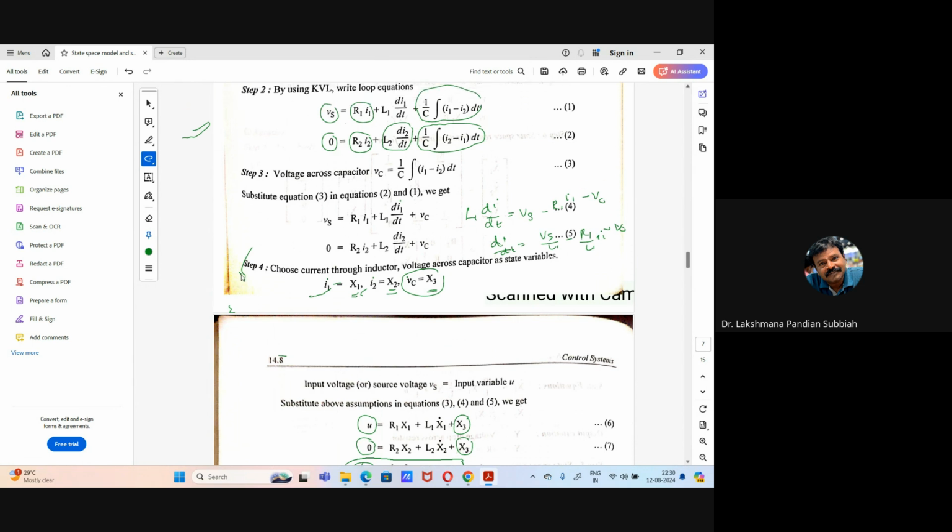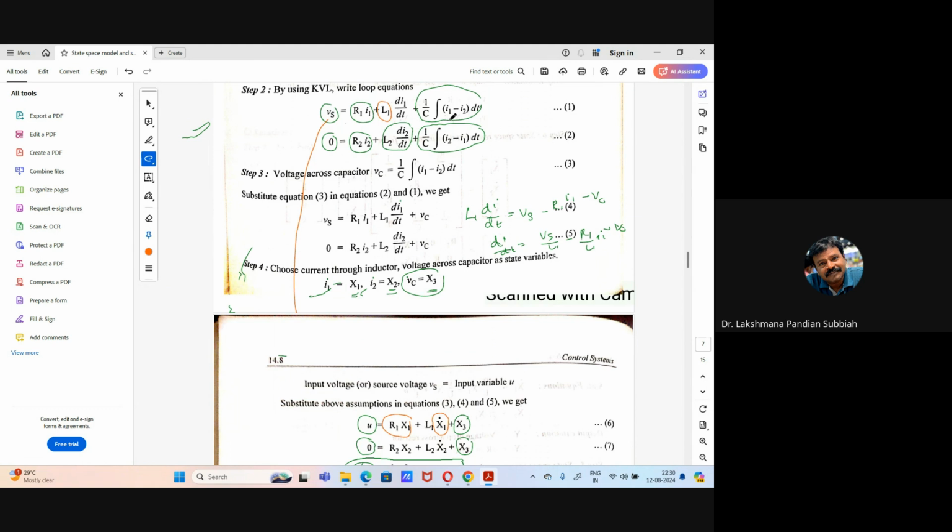Now here you see this one. How do we write that equation? Vs is u, then we have R1, and i1 is x1, so we put R1 x1. Then L1, and di/dt is x1 dot, which is the differentiation of that one. So we place x1 dot now.